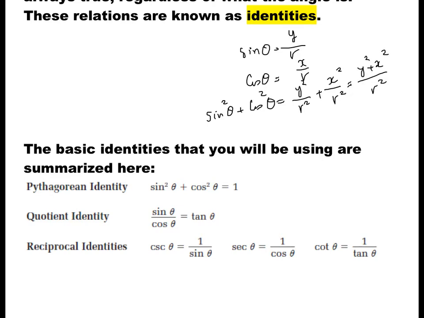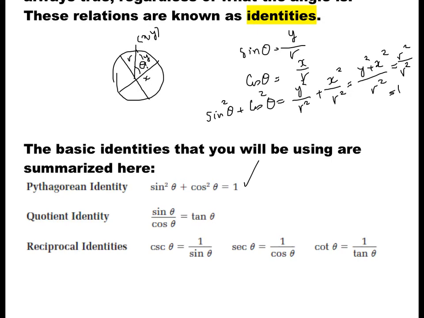But remember that in a circle of radius r, if this is angle theta and this is x and this is y, you can see with the Pythagorean theorem that x squared plus y squared is equal to r squared, which is the radius. So x squared plus y squared over r squared is really r squared over r squared, which is 1. So we just proved that the Pythagorean identity simplifies to 1.